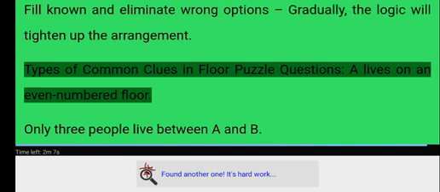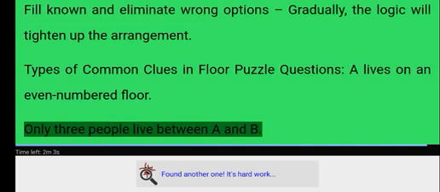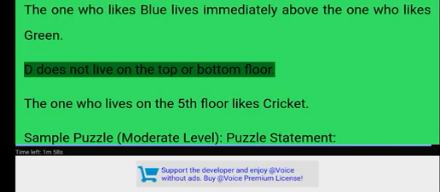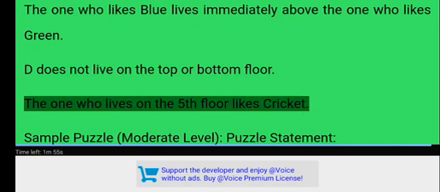Types of common clues in floor puzzle questions: A lives on an even numbered floor. Only 3 people live between A and B. The one who likes blue lives immediately above the one who likes green. D does not live on the top or bottom floor. The one who lives on the 5th floor likes cricket.